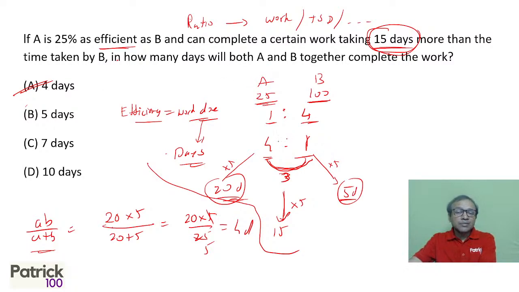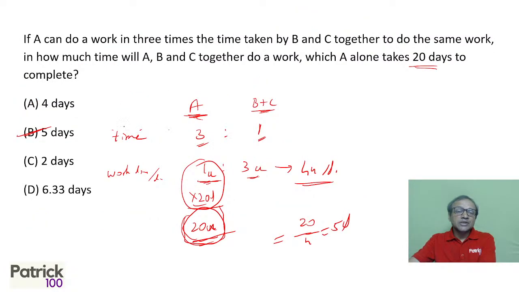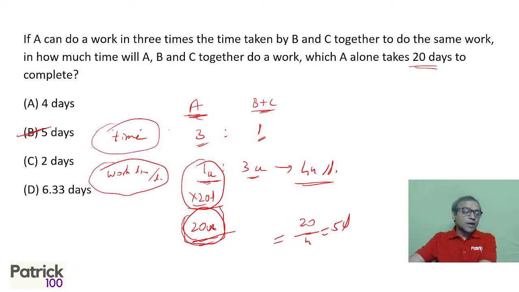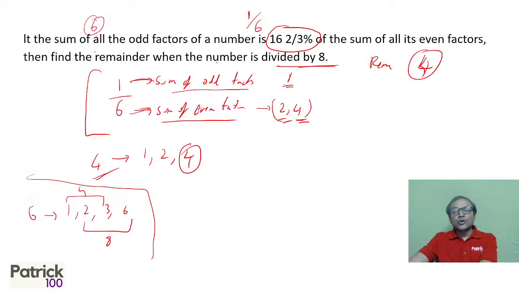In the second and third sums we used ratio, where the ratio of the work done is inversely proportional to the ratio of the time taken. In the same way here, time is given. The ratio of time taken is inversely proportional to the ratio of work done. If you can use ratios effectively over a period of time, you should be able to do it in your mind and solve it mentally. It helps.